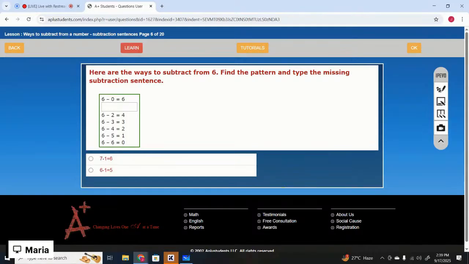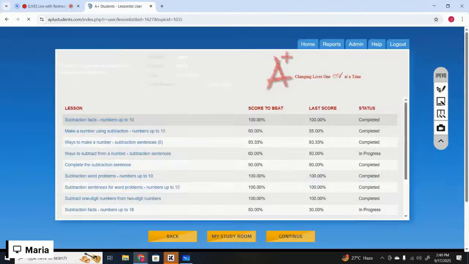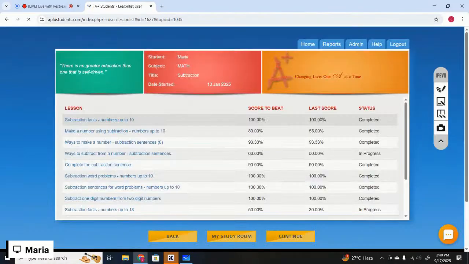Here are the ways to subtract from 6. Find the pattern and type the missing subtraction sentence. So which sentence is it? That is 6 take away 1 is 5. Option number 2 is the correct option. Okay, you can complete the lesson by yourself later today.